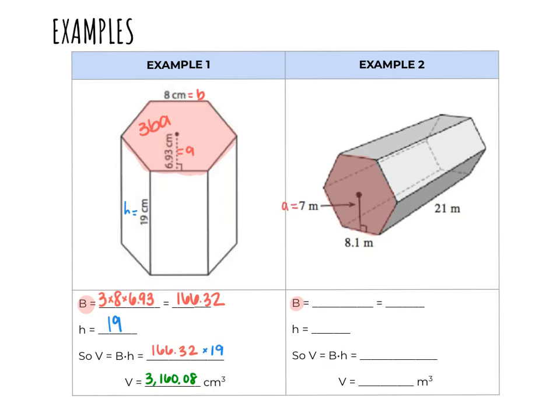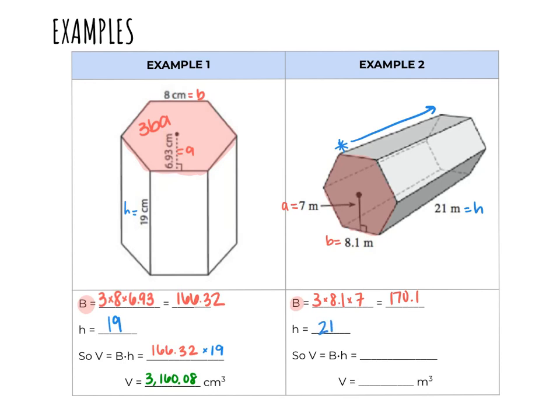Here the apothem would be 7 and the base side of that hexagon is 8.1. So 3BA, 3 times 8.1 times 7, and that gets me an area of 170.1. The height of this prism, remember, it's from base to base. So I need from this hexagon all the way down to the other, which means that this 21 here is my height.